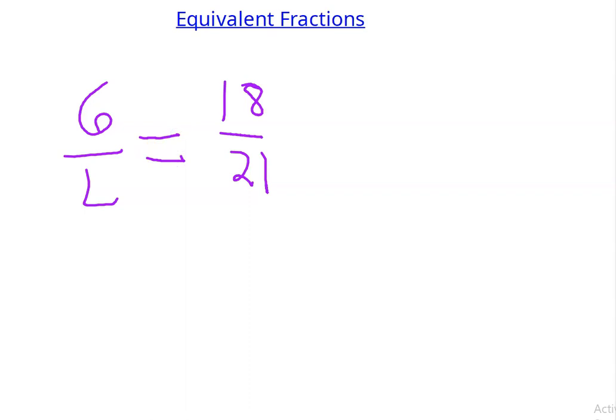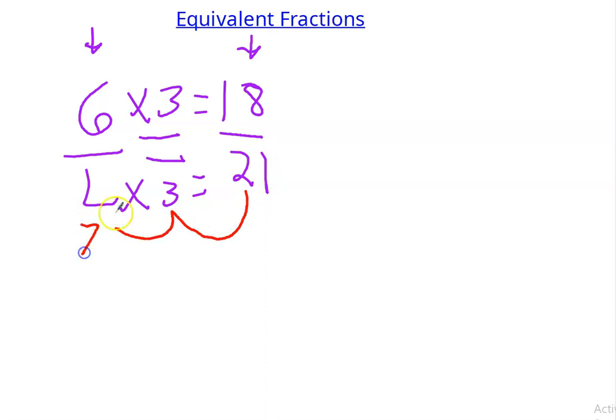Okay, so let's review this. I have two terms on top here, so let's see what we can figure out. 6 times 3 is 18. L times 3 is 21. So you could say what times 3 is 21, or what I like to do is go the opposite way and do the opposite operation. We started off multiplying, so now we'll divide. 21 divided by 3 is 7.